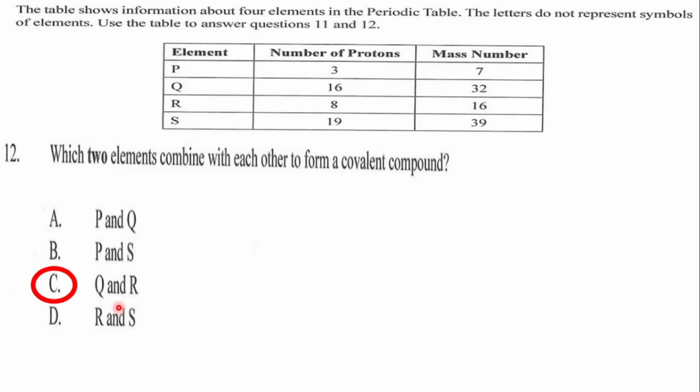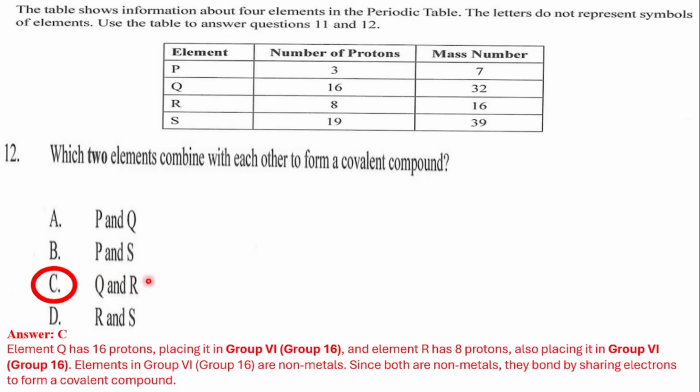The correct answer is definitely going to be C, Q and R, because when we combine Q and R, we get a covalent compound. But how do we know? Q has 16 protons, and that means it's going to be in group 6, sometimes called group 16. We also have R, which is in group 6. So element Q has 16 protons, placing it in group 16, and element R has 8 protons, also placing it in group 16.